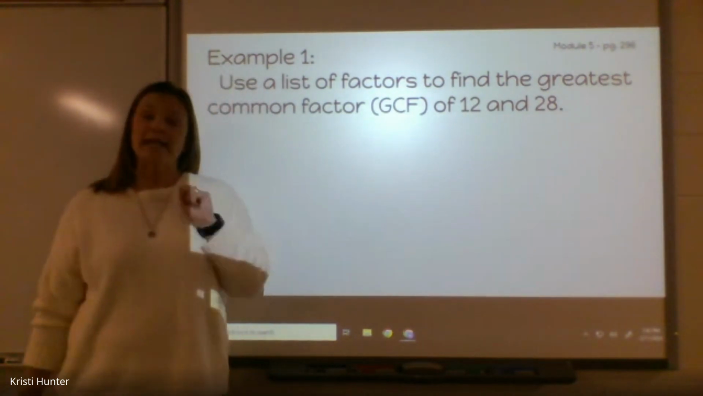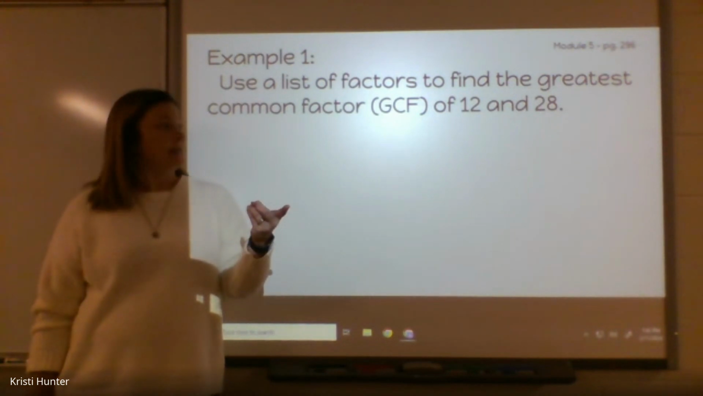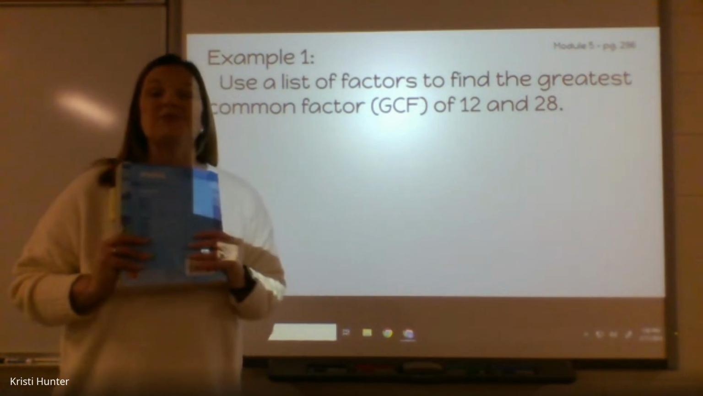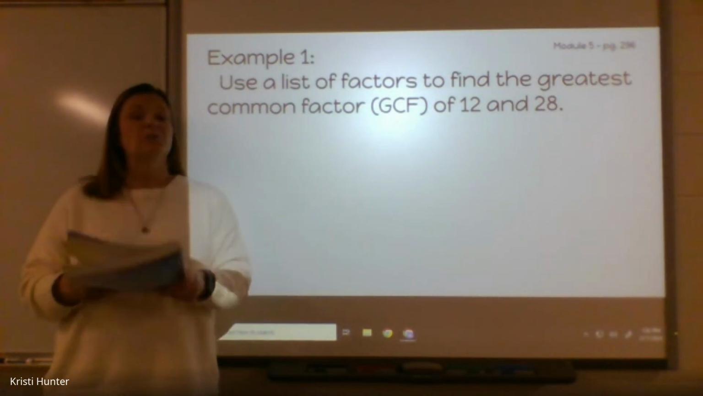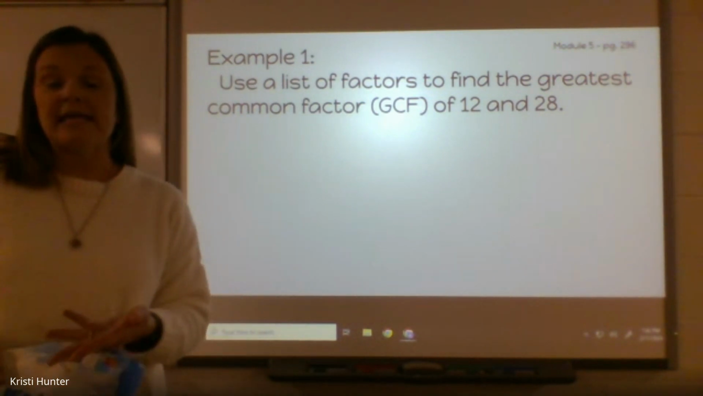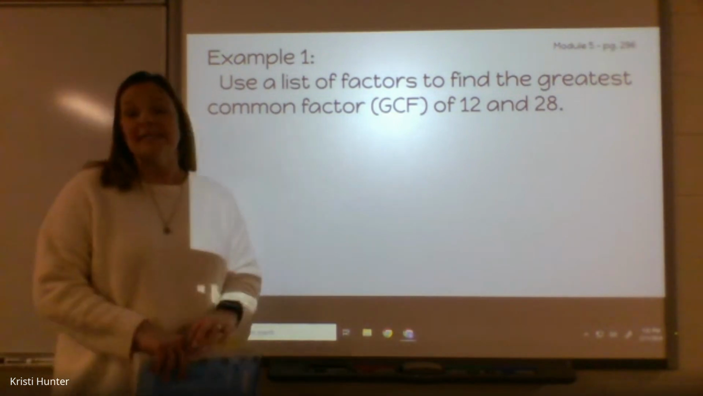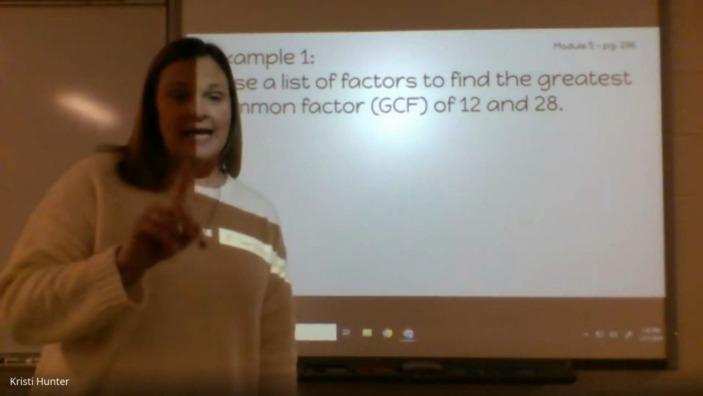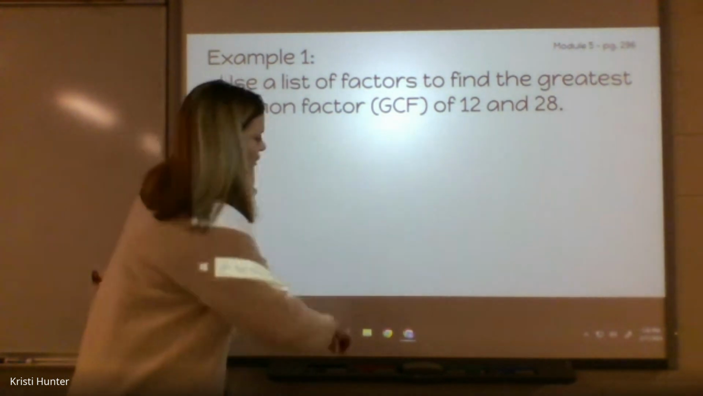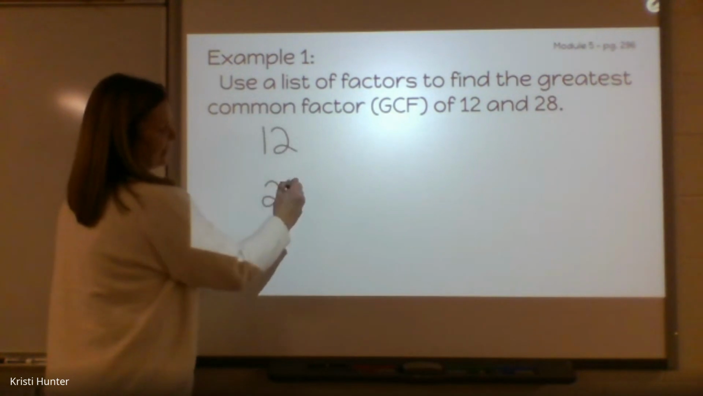So there's two ways that we can go about this. I'm going to show you one way in example 1, and I'm going to show you the second way in example 2. You are welcome to use either of these ways as you work on your assignment today. It's really whichever way you find the easiest and makes the most sense to you. So here we go. Let's get started. The first way is to create a list of all the factors. So my numbers are 12 and 28.